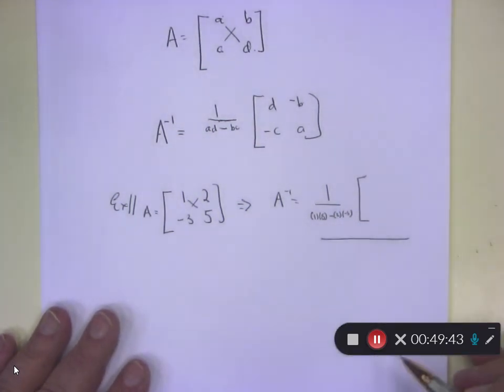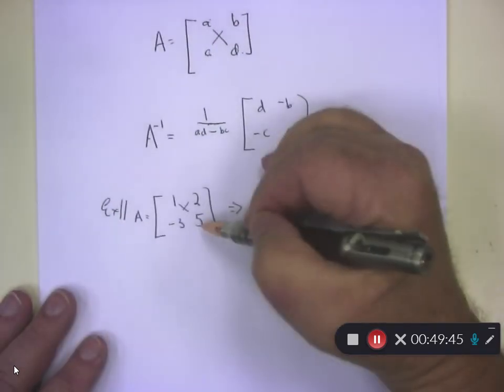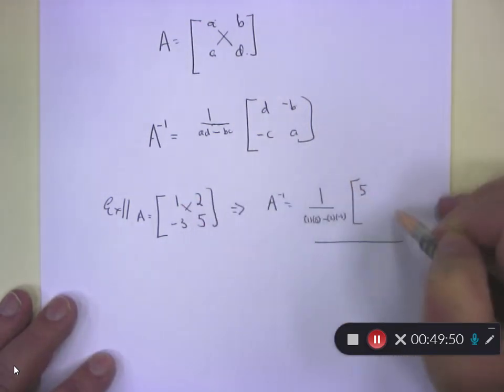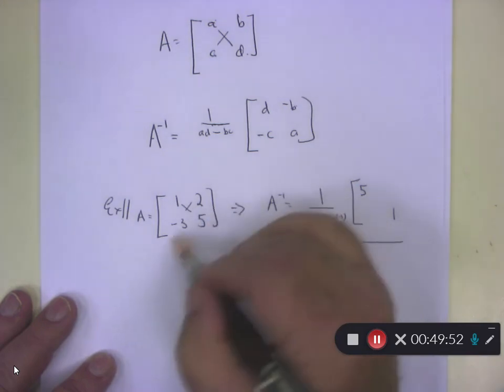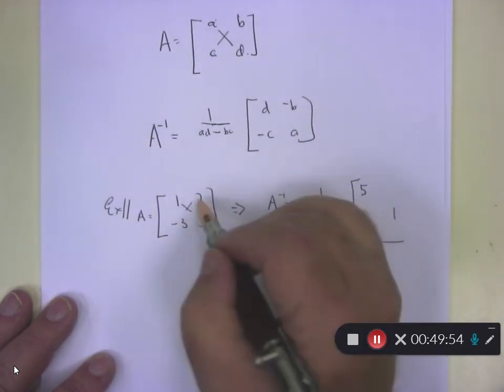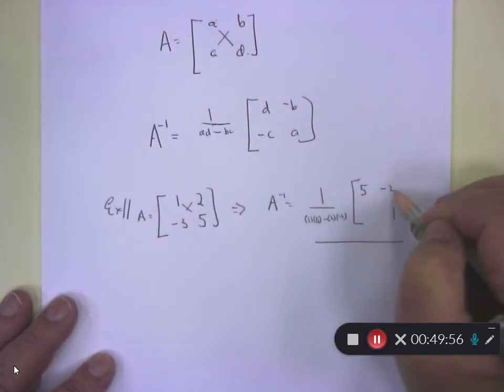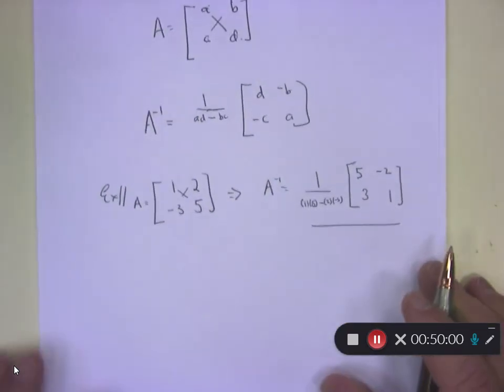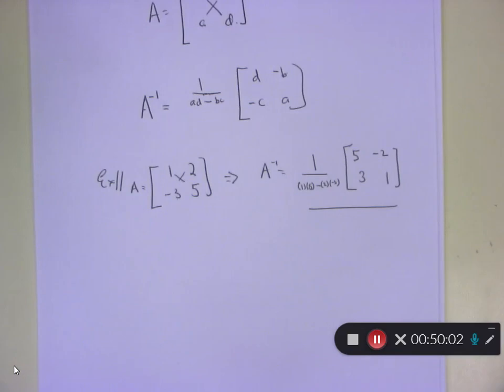Times, and what was my pattern? Basically, main diagonal, switch positions. So this is a 1, 5, so this becomes a 5 and a 1 on the main diagonal. The off diagonal, switch their signs. This was a 2, it becomes a negative 2. This was a negative 3, it becomes a 3. Make sense? Now, clean them up. We actually want to see what the matrix looks like.